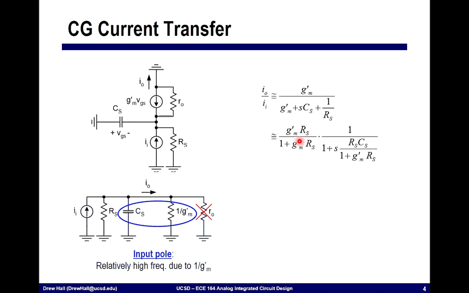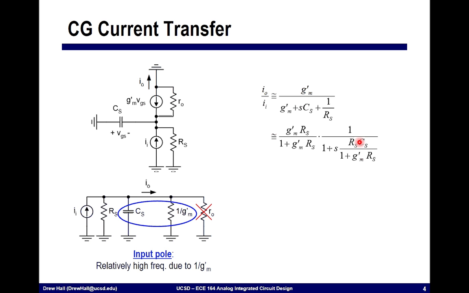We have a single pole in the circuit. This pole is located at this frequency, related to both RS, GM prime, and CS. Now, as we intuitively reasoned earlier, this pole is at fairly high frequency. So this circuit has very good current gain. It acts very much like just a buffer. So it copies the current that's coming in, and it transforms the impedance.